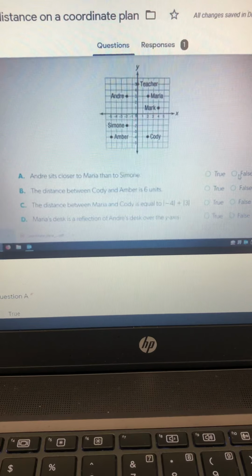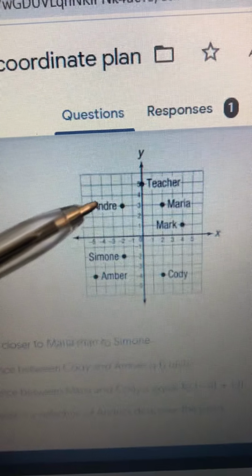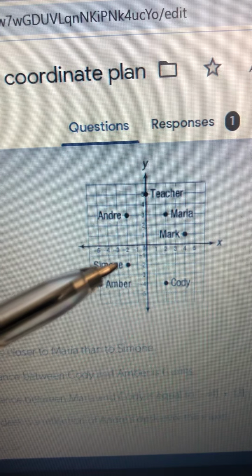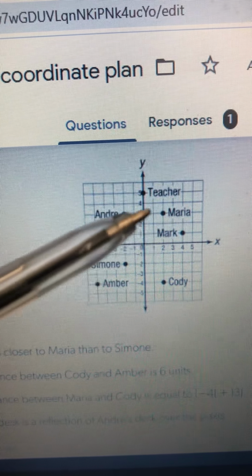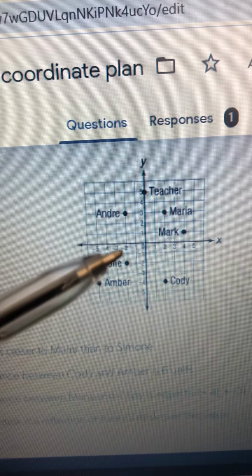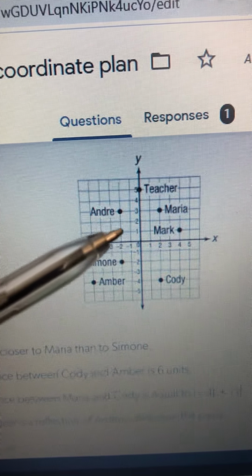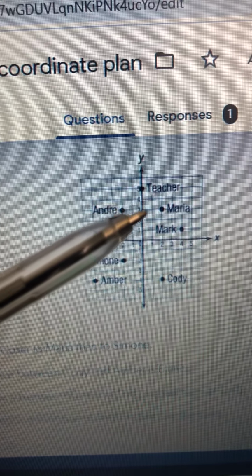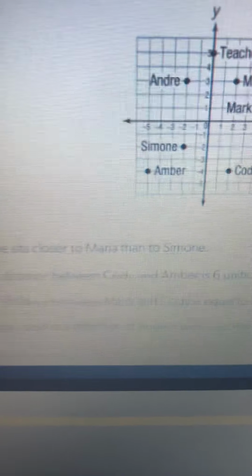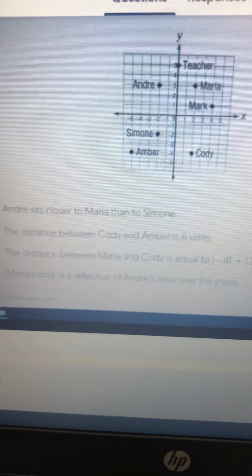All right, so it says for letter A, Andre is closer to Maria than to Simone. So if we look at Andre is here, and then is he closer to Maria or is he closer to Simone? And we could kind of look and see that he might be closer to Maria, but we don't know. So let's just count. 1, 2, 3, 4, 5. So he's 5 spaces away from Simone. He's 5 places away from Simone. And he's 1, 2, 3, 4 spaces away from Maria. So the question said, Andre is closer to Maria than to Simone, and that should be true. That first one should be true.